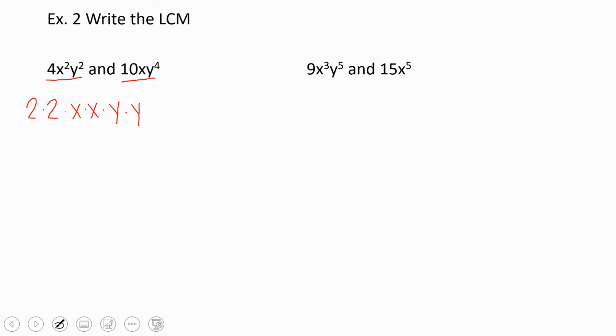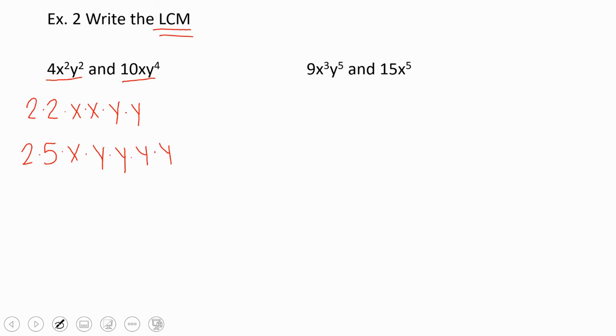And then when you do prime factorization of 10xy to the fourth, that's 2 times 5 times x times y times y times y. Now, if you remember, LCM, we are going to multiply more terms so that they're the same. So GCF, we're kind of taking terms away to make them the same. LCM, you're adding terms on to make them the same.